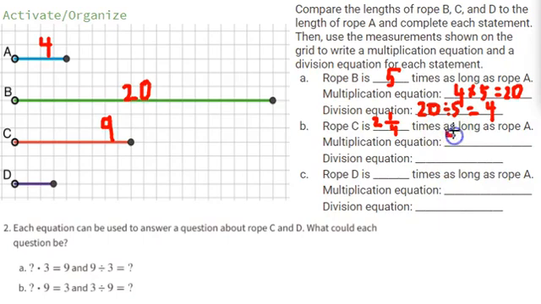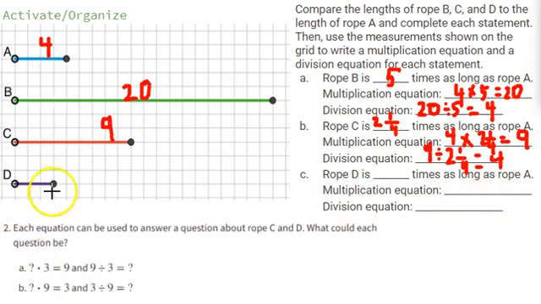So that would be 4 times the 2 1/4, which ends up giving us the 9 that C is. What's that look like as division? Well, if we take the 9, we divide it by the 2 1/4 now. That's going to take us back to our original A, which is 4 units.